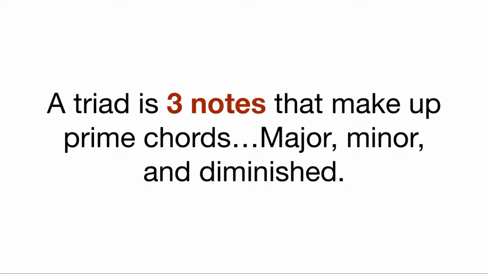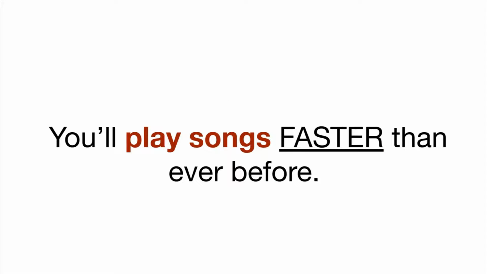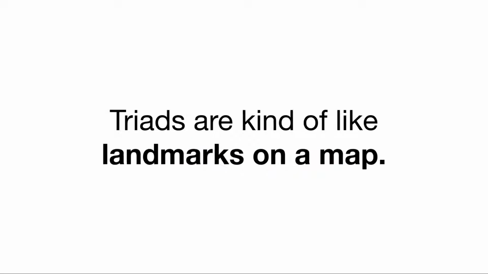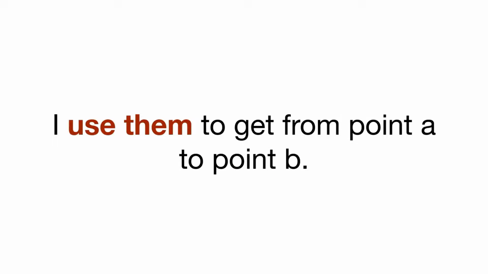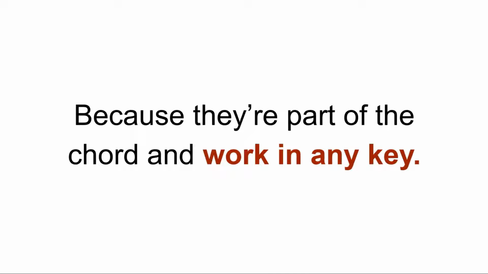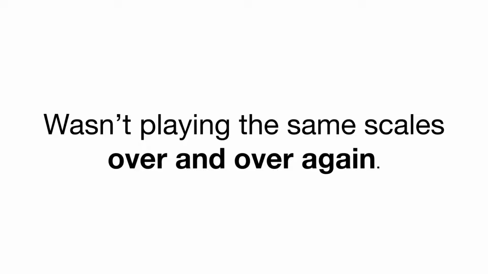I realized that you just really need to know triads. A triad is 3 notes that make up prime chords like major, minor, and diminished. When you can see those 3 types of triads on your fretboard, you'll play songs faster than ever before. And you can easily combine them to create solos. Triads are kind of like landmarks on a map. I use them to get from point A to point B on the fretboard, and I know when I play them, they'll sound great because they're part of the chord and work in any key. When I learned triads, my guitar playing improved tremendously because I always knew where to go. I never got lost and wasn't playing the same old scales over and over again.